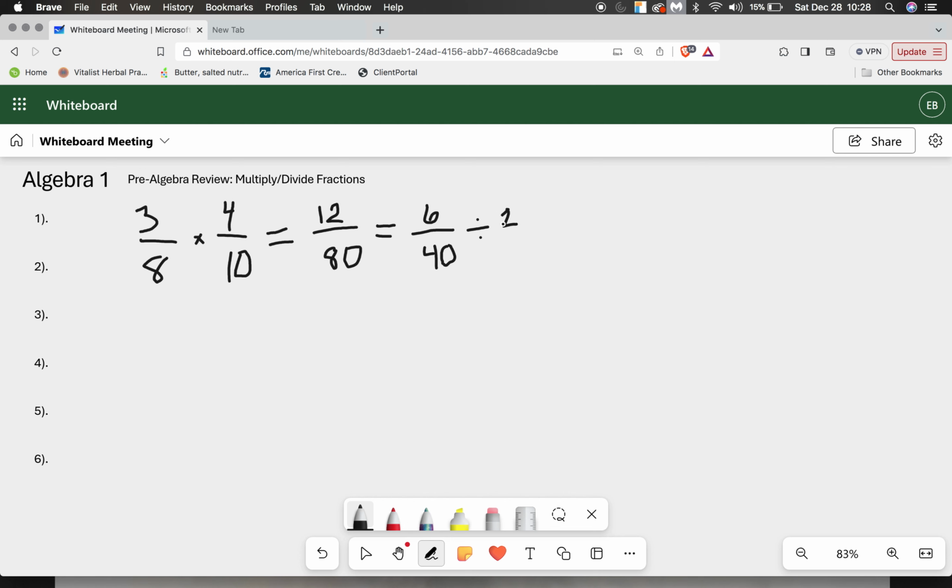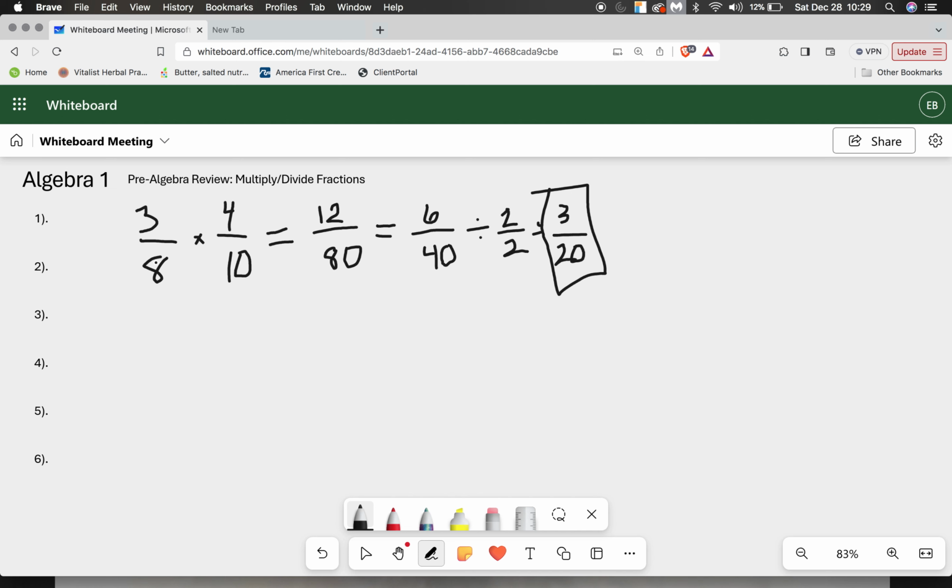Remember, when you divide both things by 2, we're not changing the value of the fraction, we're just changing the cosmetic look of it. So 6 divided by 2 is 3, and 40 divided by 2 is 20. Well, we can't divide 3 and 20 by anything equal, so that is our final answer, 3/20ths. You can just leave the answer as 12/80ths, but it's sometimes nice to have it a bit smaller and more manageable, and so that's why we simplify the fraction like this.